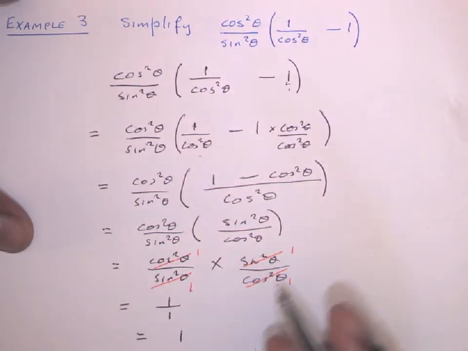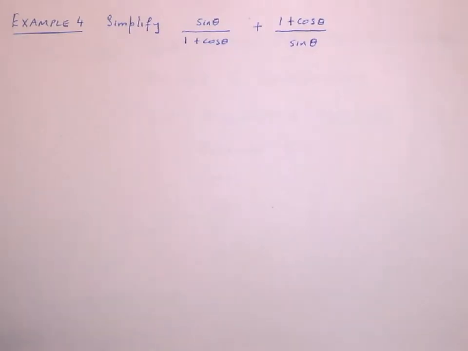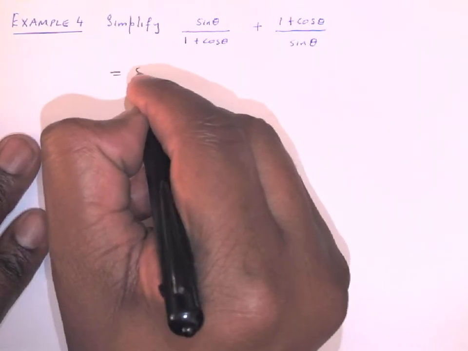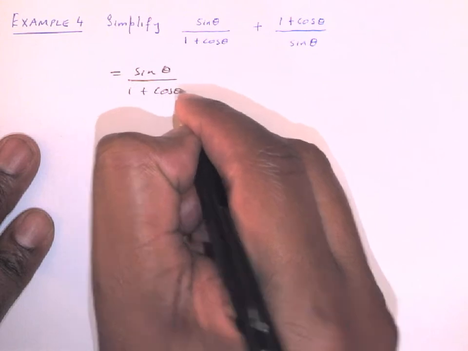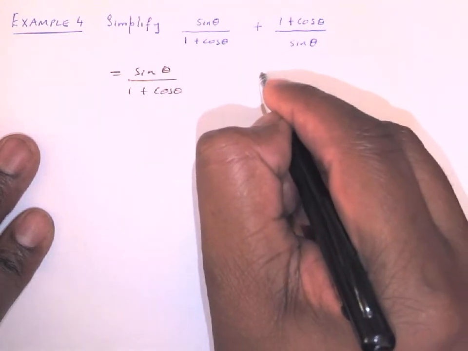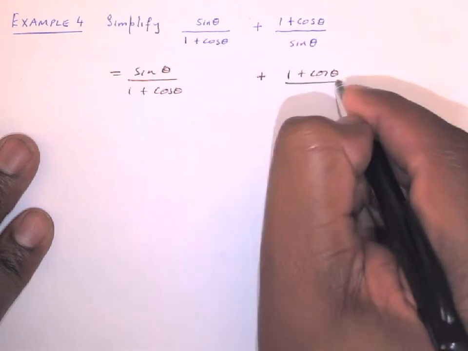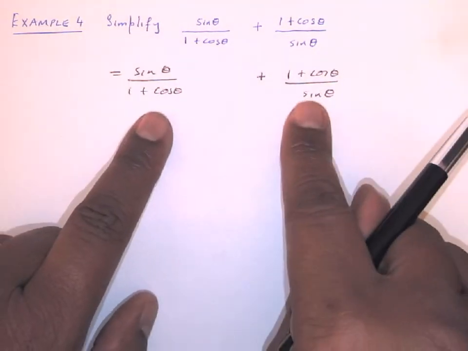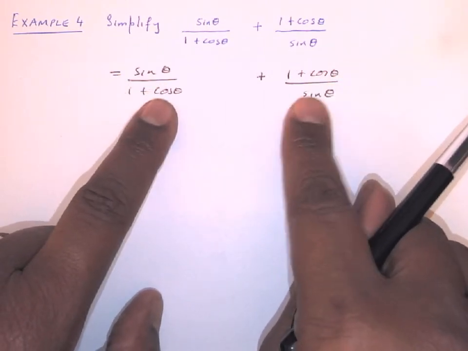Let's look at the last problem. Simplify this one. Let's look juicier. So we've got to simplify this. I've got sine of theta over 1 plus cos theta, which is added to 1 plus cos theta over sine theta. Now, you can see that the denominators are not the same. I want the denominators to be the same. This is 1 plus cos theta, this is sine theta.